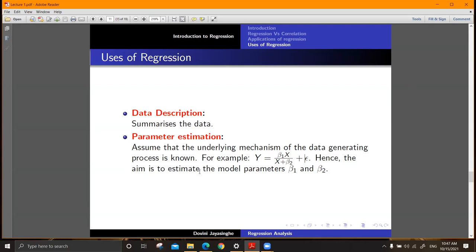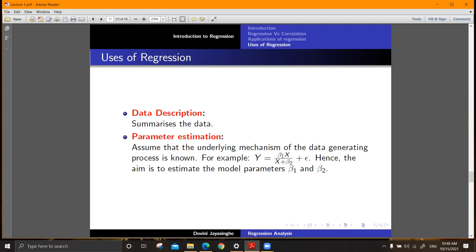Okay, and hence the aim is to estimate the model parameters, these two. So we call them the regression parameters or the model parameters. It doesn't always have to be beta 1 and beta 2. It can be beta 1, beta 2, beta 3, beta i where i goes from 1 to n, or 0 to n. Beta is the notation that we use in this course for regression parameters. It's just like y equals mx plus c, where m and c are just like beta 1 and beta 2, right? So our intention is to estimate these because we know the data.